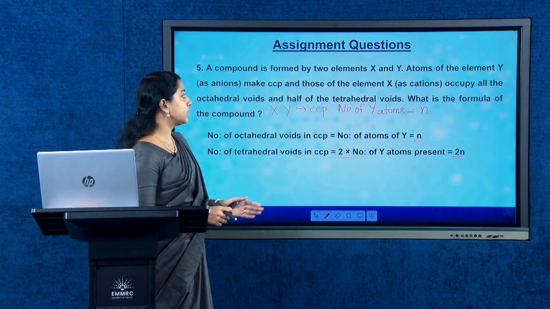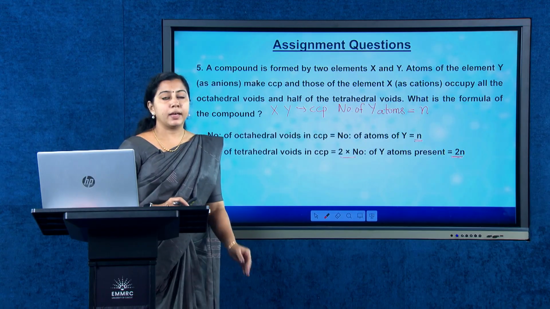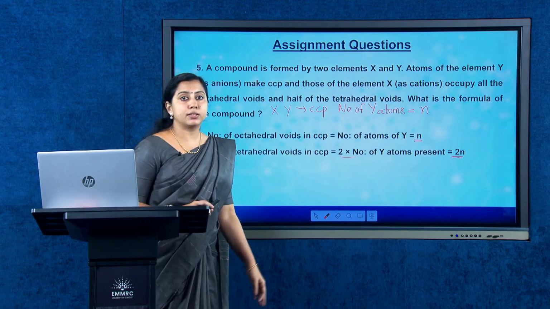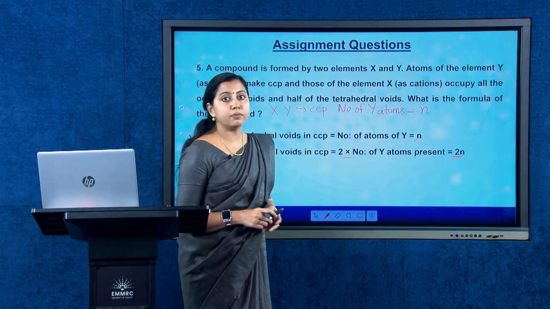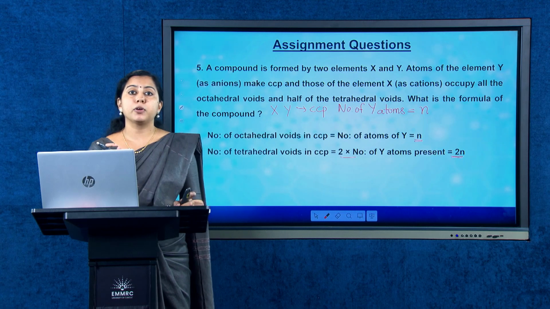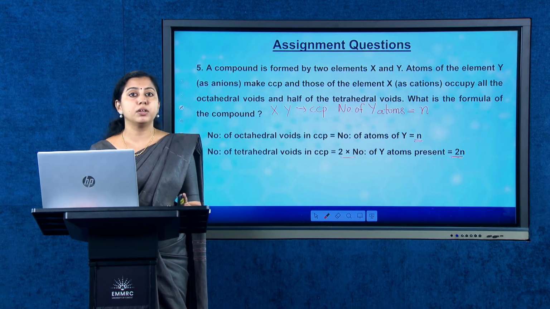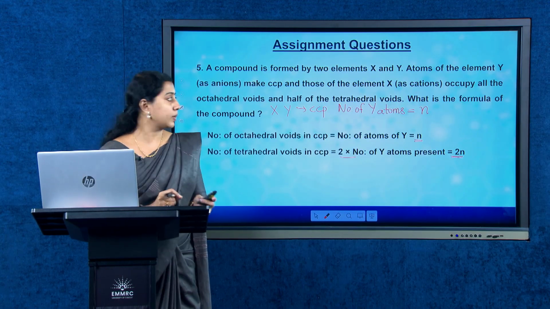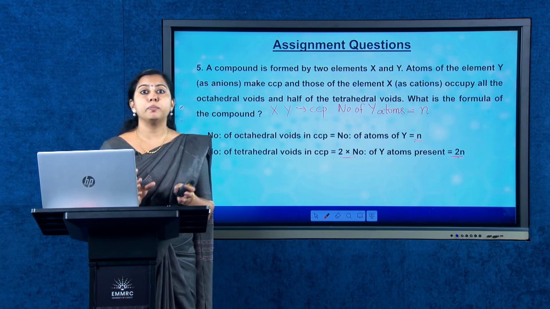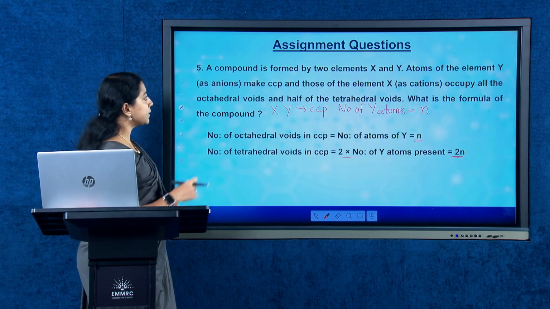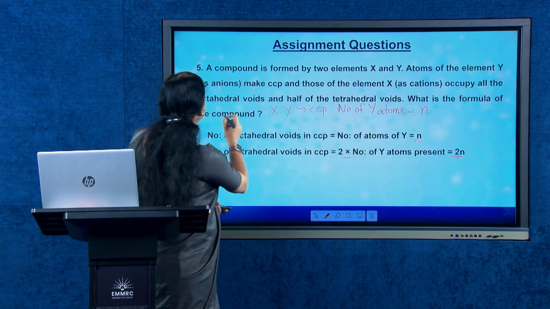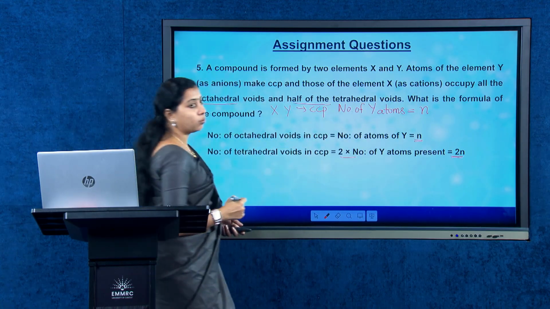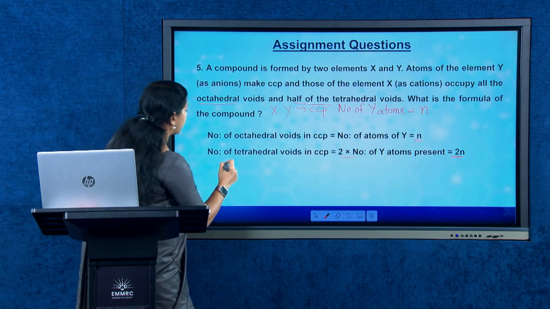Okay. So we have considered the number of Y atoms as n, and if Y forms a cubic close packed structure, the number of octahedral voids will be equal to the number of atoms of Y, which is equal to n. Now, the number of tetrahedral voids in any close packed structure will be equal to twice the number of Y atoms present, and that is equal to 2n. Now, we have to find out the number of X atoms. It is given that the X atoms occupy all the octahedral voids and half of the tetrahedral voids. So, what will be the number of X atoms?